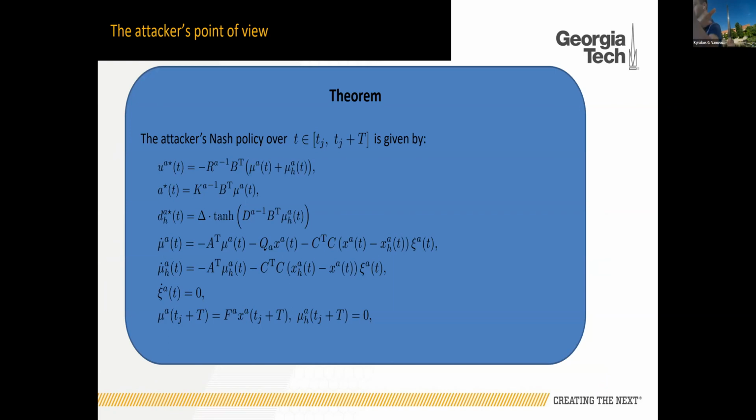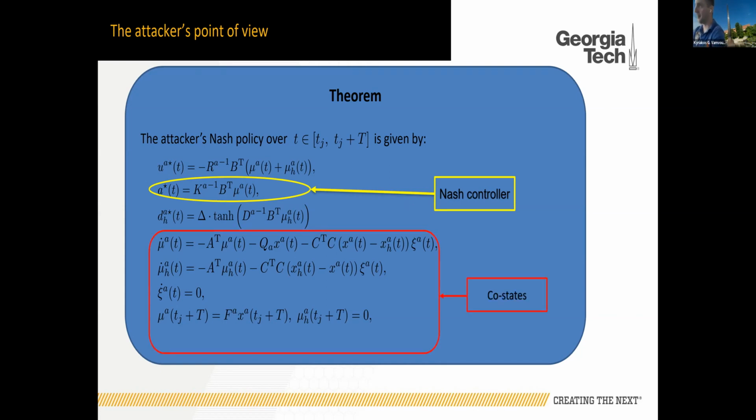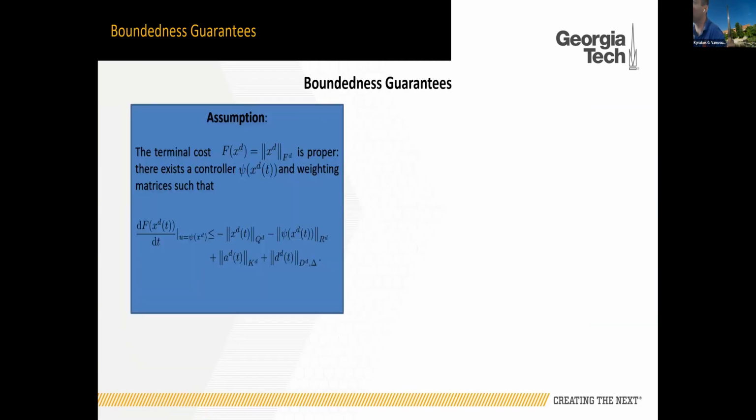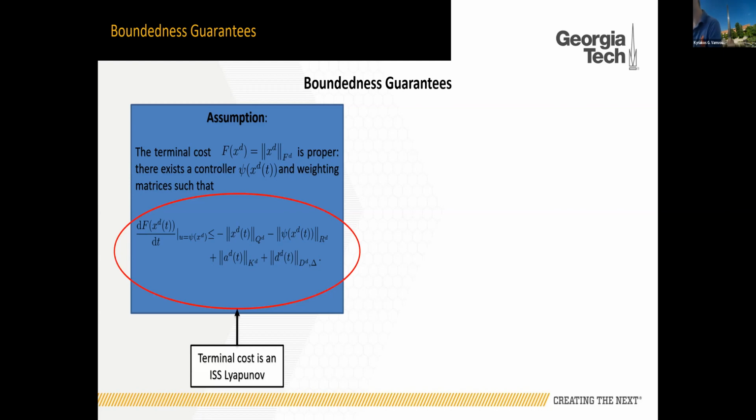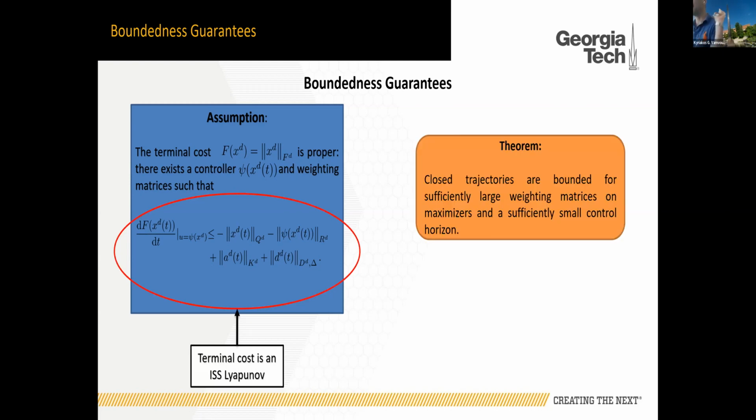Okay. So now, again, same things as before, but now from the attacker side. So this is the NAS controller for the attacker. And these are, again, the cost states. Of course, since we are controls people, we like everything to be bounded. Remember I told you in the beginning that I have to incorporate a terminal cost to guarantee some properties of stability. So then I can eventually guarantee that all the closed-loop trajectories are bounded for sufficiently large weighting matrices for the maximizer, and of course a sufficiently small control horizon.